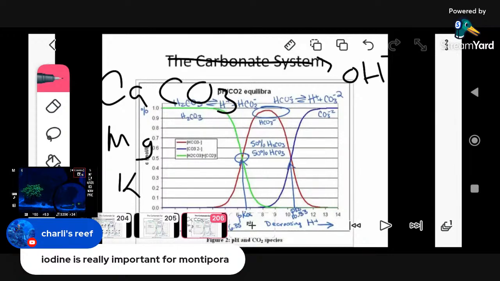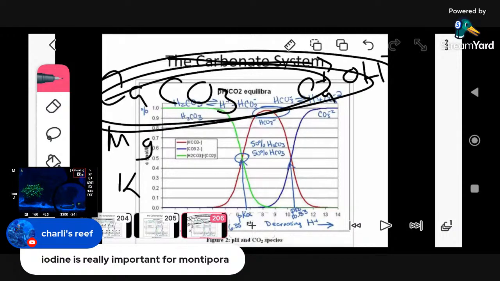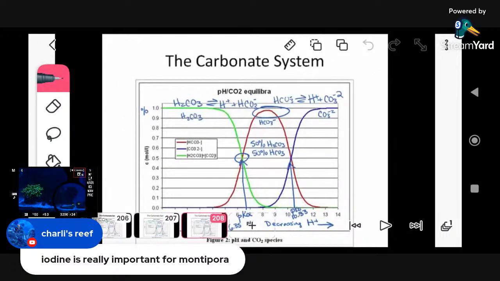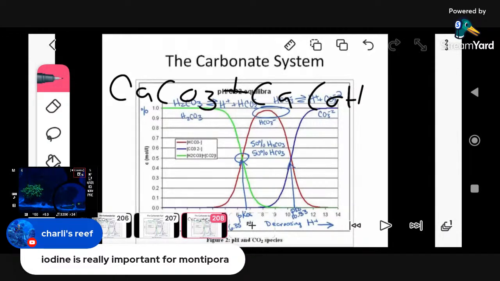So let's say I want to add kalkwasser. Kalkwasser is calcium hydroxide, right? You see how this is a plus, right? So let's take this chemical equation and we're going to single it out, okay? So we got the calcium carbonate, CO3, plus calcium hydroxide, OH. All right, guys. So let's just say they're both in aqueous form, okay?